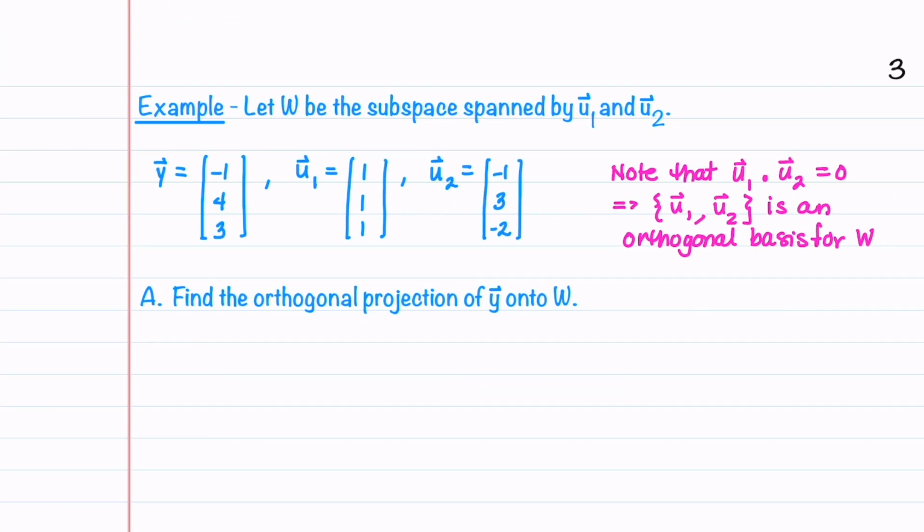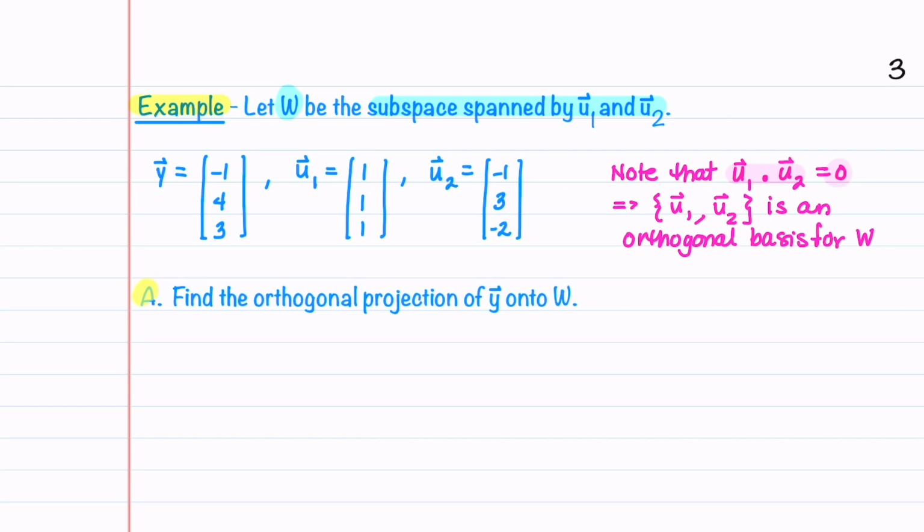Let's now look at another example. In this example, we're given that W is the subspace spanned by vectors u1 and u2. Let's notice that the dot product of u1 and u2 is equal to 0, so that means that u1 and u2 form an orthogonal basis for W.